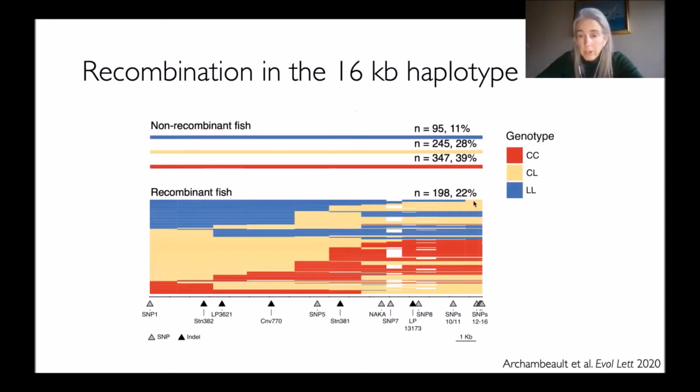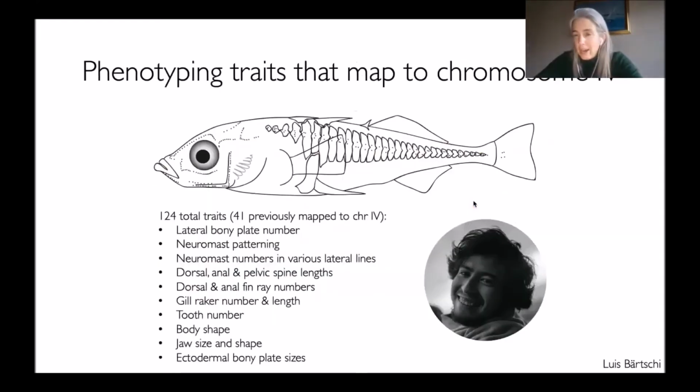Oh, no, sorry, I won't cut to this. First, I need to mention that I was talking to Christian about this earlier. The phenotyping is actually a huge amount of work. So Louis Berchi, for his bachelor's thesis in my group, phenotyped these fish for 124 total traits, 41 of which had been previously mapped to this cluster on chromosome 4. So these were lateral bony plate phenotypes, neuromast or lateral line phenotypes, and then all sorts of morphological phenotypes that we could measure. Importantly, it's just morphological traits.